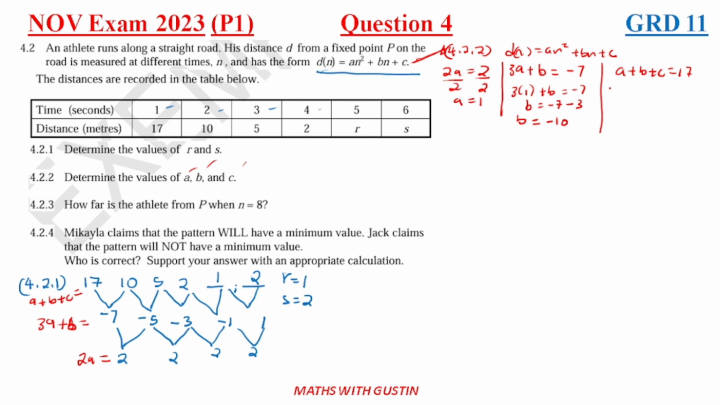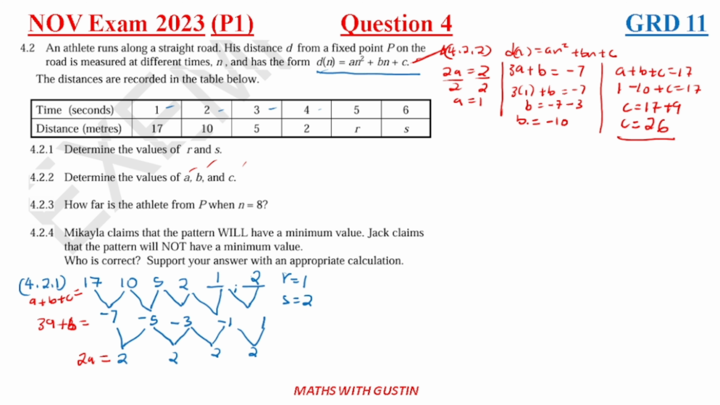Okay, moving right along, a plus b plus c is equal to 17. We already know the value of a, which is 1. We already know the value of b, which is -10, plus c is equal to 17. So therefore, 1 minus 10 will give us -9. Take -9 to the other side. c is equal to 17 plus 9. All right. So therefore this will give us the value of c as being positive 26.